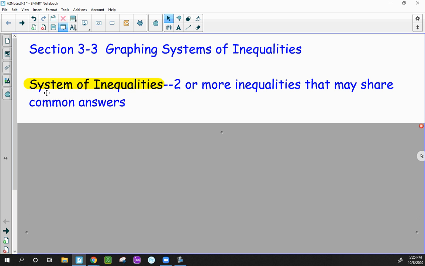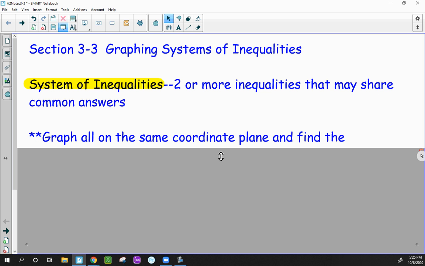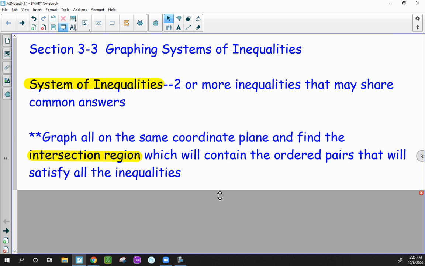The definition of system of inequalities is two or more inequalities that may share common answers. What I would like you to do is to graph all of them on the same coordinate plane and then find the intersection region. Sometimes we call it the feasible region, the intersection region, which will contain the ordered pairs that will satisfy all the inequalities.